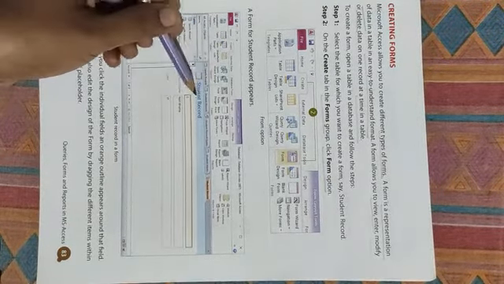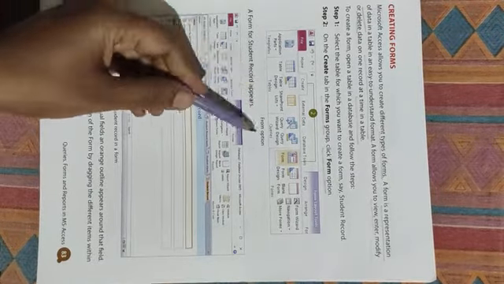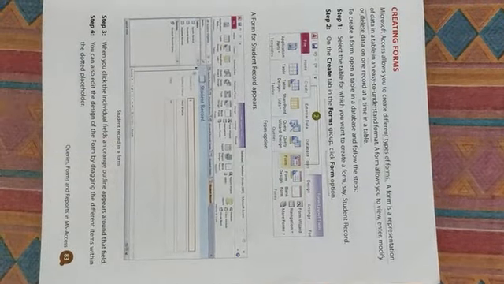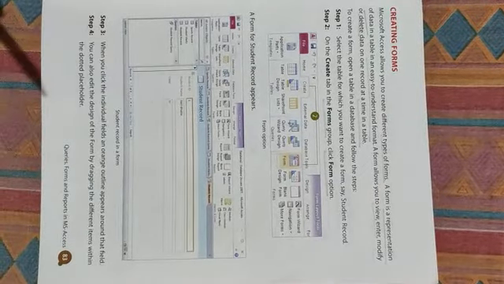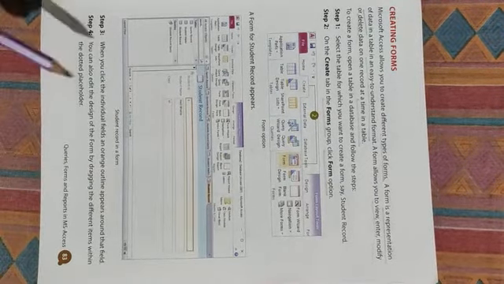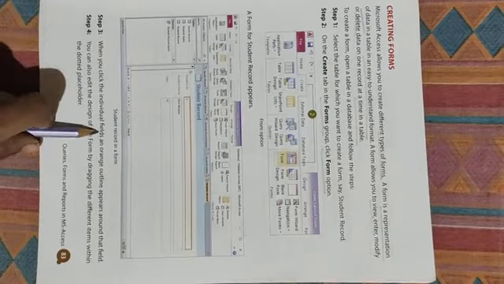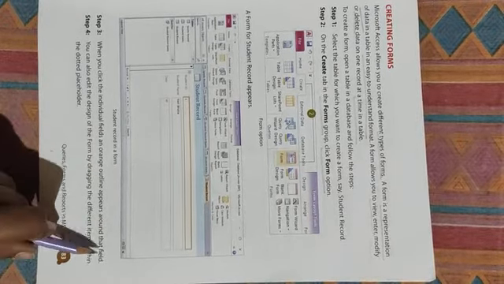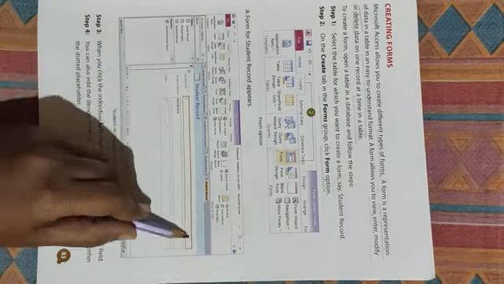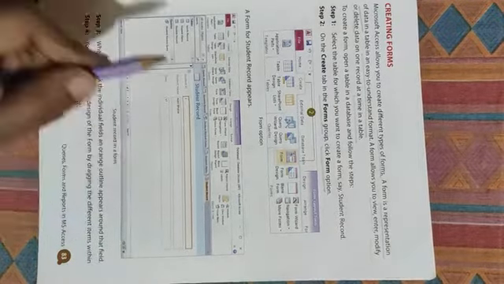This is your student record. This is your form option. This is a student record in a form. Now step 3. When you click an individual field, an orange outline appears around that field. When you click this, that orange outline will appear.